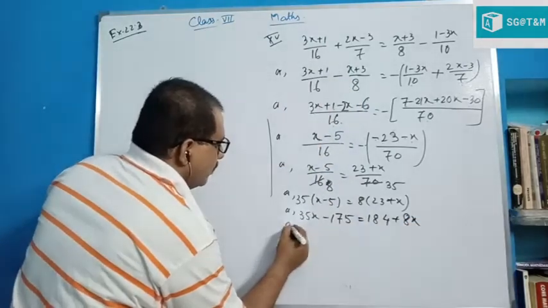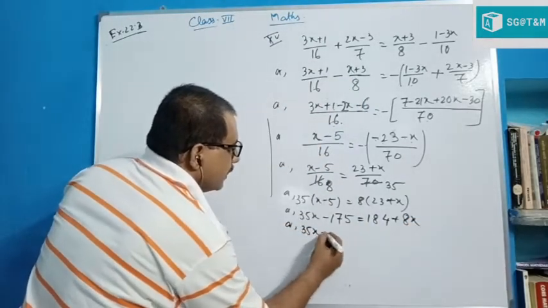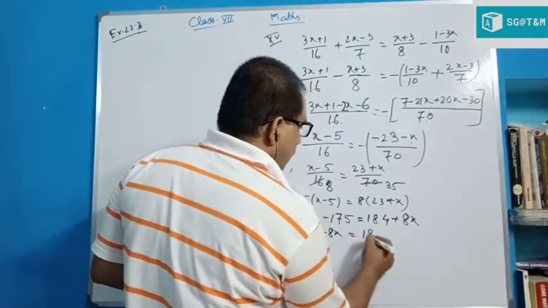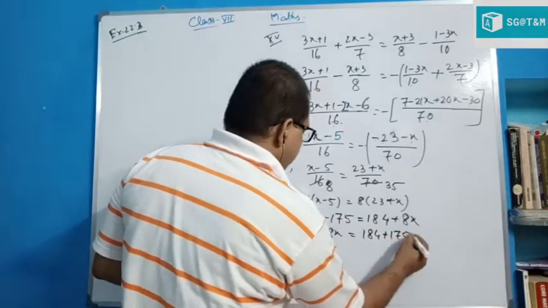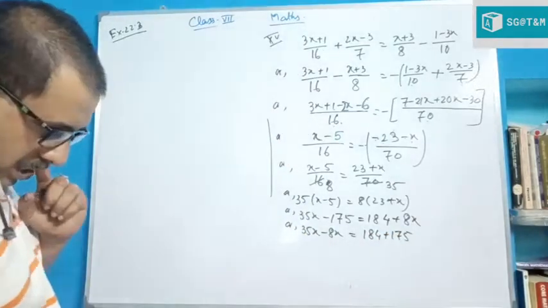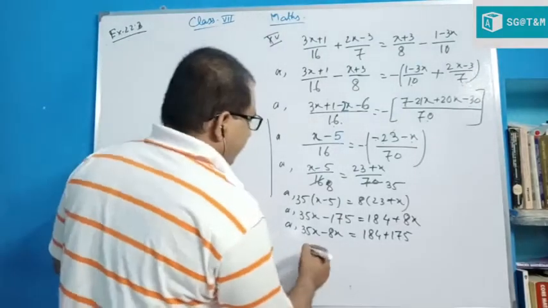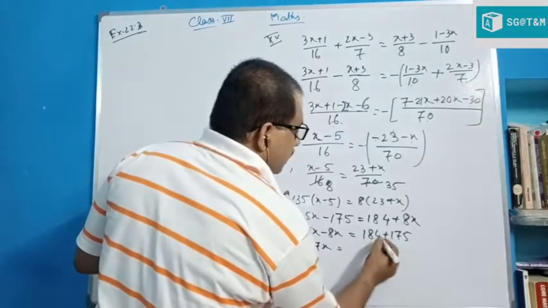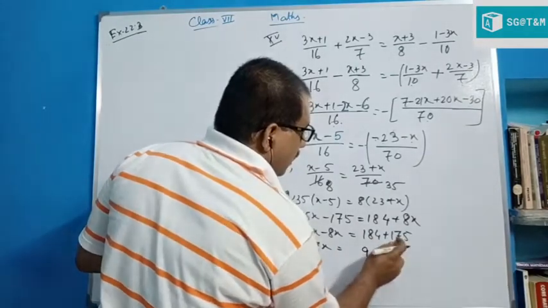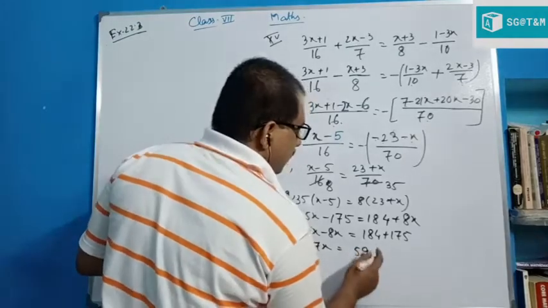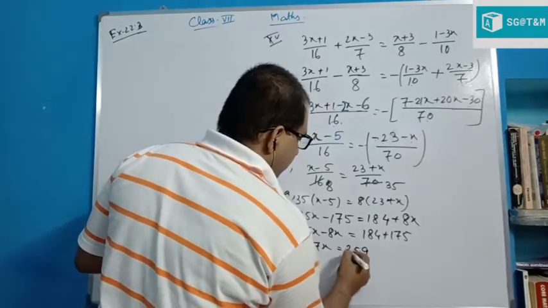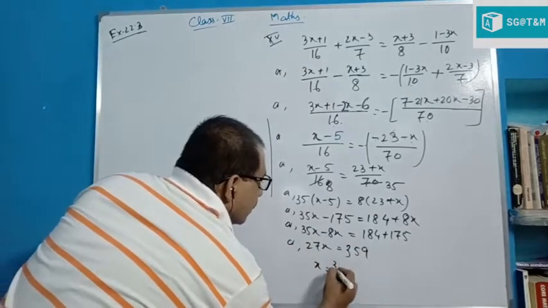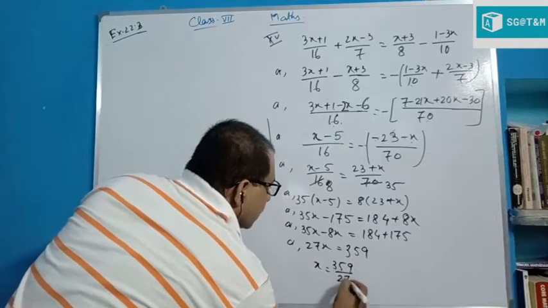Now take x to the left hand side, 35x minus 8x, and take this to the right hand side, 184 plus 175. 35 minus 8 is 27, 27x, and this is 359. 7 plus 8, 15, 1 plus 1, 2 plus 1, 3, 359. So x is equal to 359 by 27.